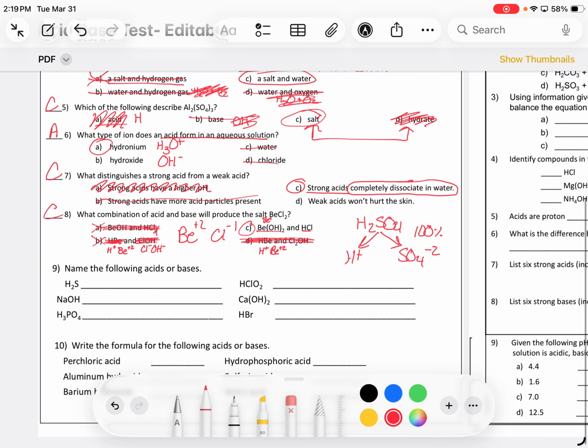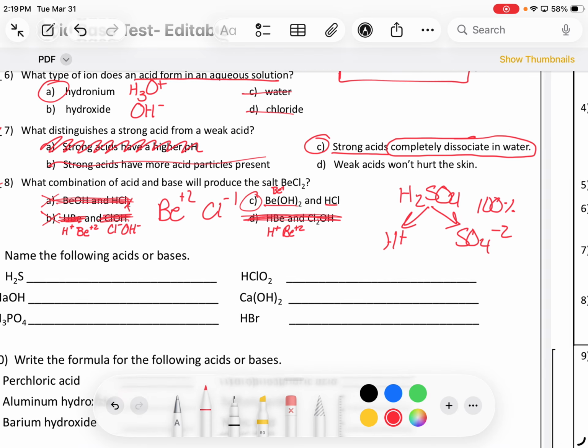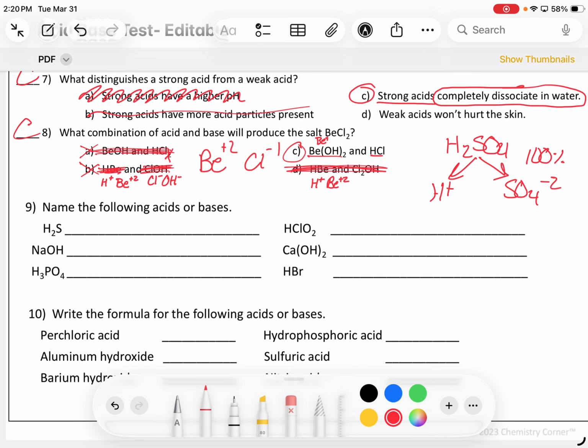Number 9, you should be able to name any one of these acids or bases with fairly calm confidence. If you notice on H2S, is there an oxygen present? No. So that means we're going to have to use what prefix? Hydro. Since we don't have oxygen, we're going to have to use hydro as our prefix. So it's going to be hydrosulfuric acid.